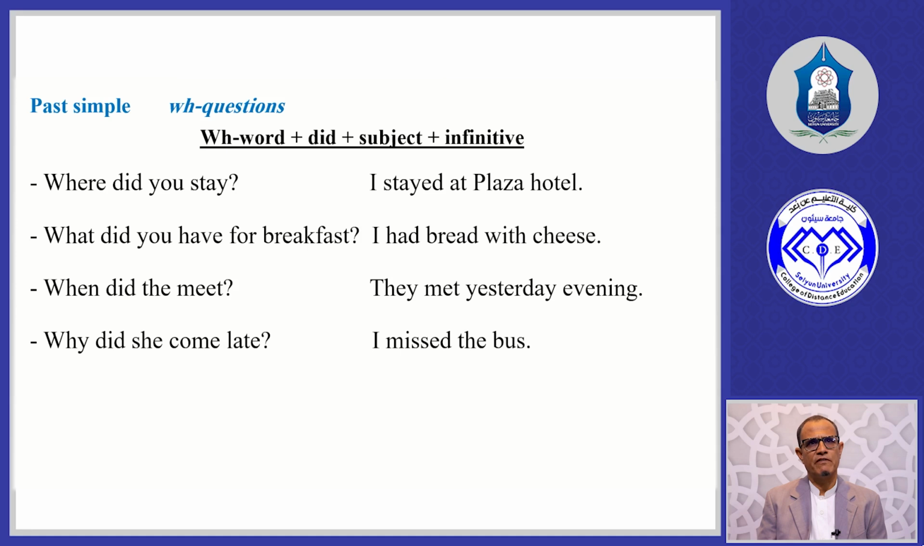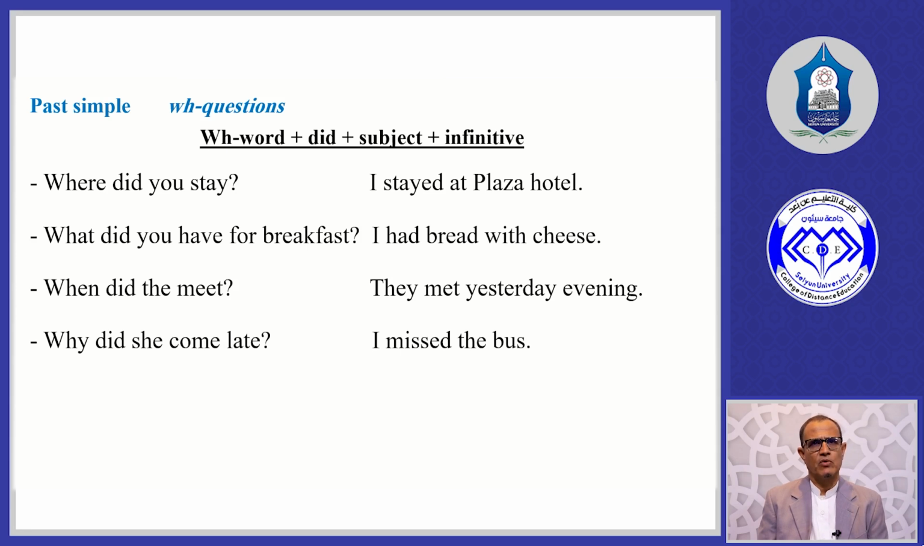What did you have for breakfast? What did you have? So in the questions here, we have the infinitives stay, have, meet and come. Where did you stay? Stay. What did you have? Have here is infinitive. When did you meet? When did she meet? Or when did they meet? So meet here is infinitive. Why did she come? Come here is an infinitive. So all these are infinitive because we have the word did, which should be followed by the infinitive.